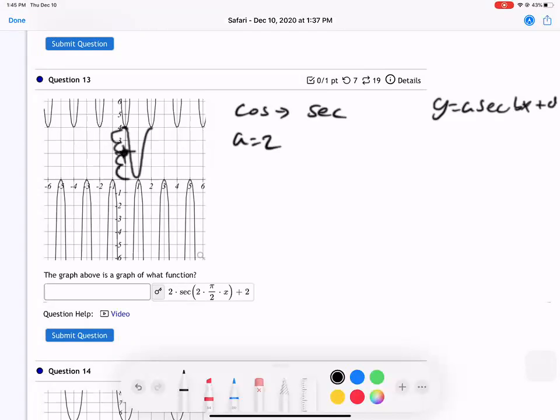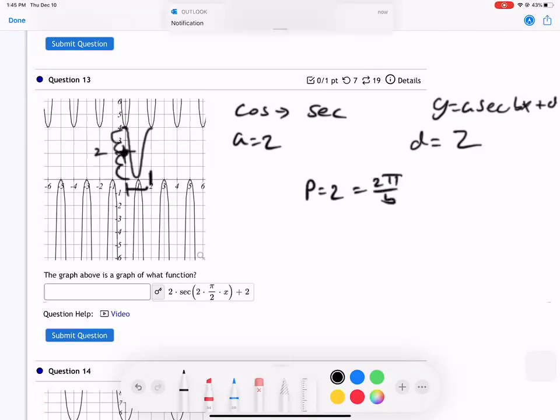And since we're starting at 0, that's why we're going to take that as 0. Our d value is going to be a freebie, that's going to be 2, right? That's going to be 2 here. Now, our problem is, how long does it take me to start and stop? My period here is 2. P is equal to 2. Well, that's 2 pi over b. What's the b value? Go ahead and flip it. 2 pi over 2. Our b value is actually pi.